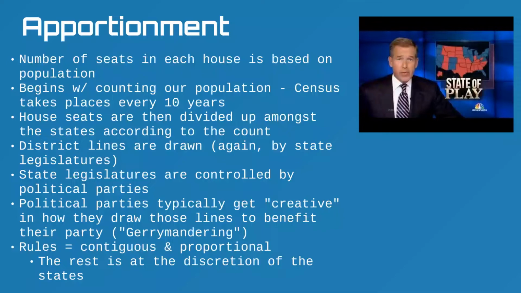I mean, really, the only rules here are that there can't be any gaps in a state. Every inch of the state of Illinois has to be covered by one district or another, so they have to touch, and then they have to be proportional. In other words, somewhere close to 750,000 people living in each one. Remember, it's not about geography, it's about how many people live in that district. The rest is pretty much the discretion of the states. And again, if you've got political parties in charge of drawing those lines, it's just natural, logical stuff that they're going to draw those lines to benefit their party.